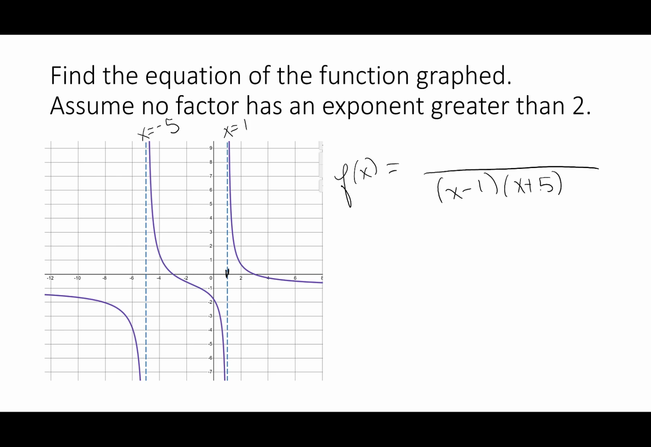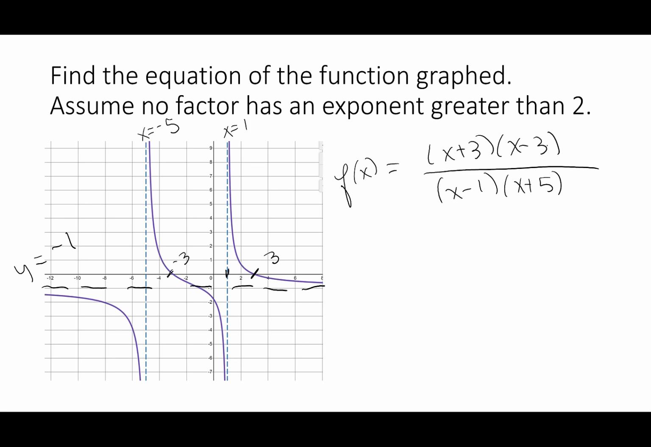This time, when I look through, I can see a horizontal asymptote, and I think kind of drawing on it really helps me. And it looks like it's y equals negative 1. So that means I should have the same power in the numerator as I do in the denominator. So let's look through and see if we can find some intercepts. I see one here at 3, and I see one here at negative 3. So I have x plus 3 and x minus 3.